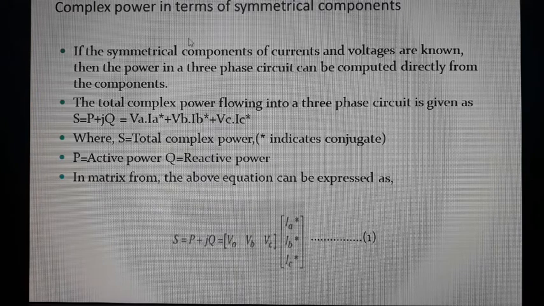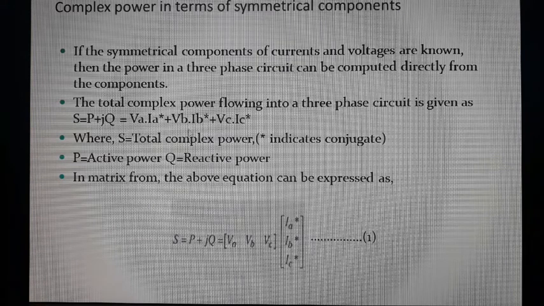Now coming to complex power in terms of symmetrical components. If the symmetrical components of currents and voltages are known, then the power in a three-phase circuit can be computed directly from these symmetrical components. As we know, complex power for a three-phase circuit is given by S equal to P plus jQ, that is Va Ia conjugate plus Vb Ib conjugate plus Vc Ic conjugate, where S is the total complex power. This star indicates the conjugate, where P is the active power and Q is the reactive power.